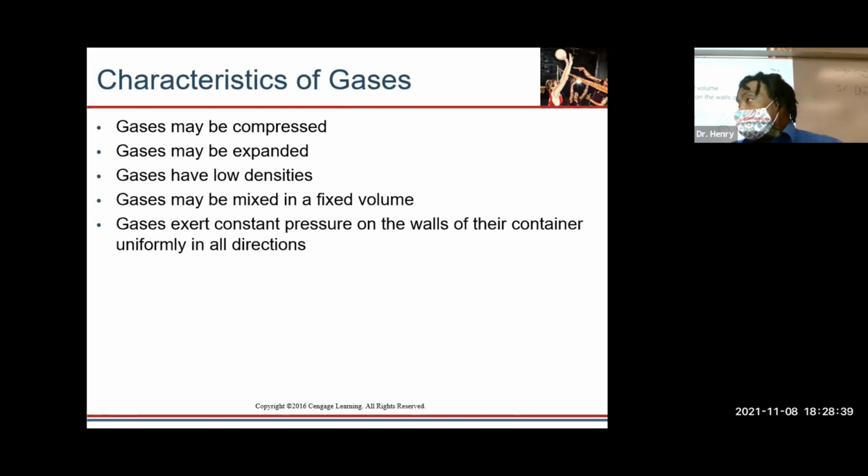Gases can be mixed in a fixed volume. So air is a good example. It's basically a mixture of gases. Gases can exert constant pressure on the walls of a container in a uniform manner. So if we put air in this bottle and keep putting it in there, it's going to be putting pressure uniformly on all of the bottle. The bottle's going to expand here, it's going to expand here, it's going to expand on the bottom, the whole part. It's not like just part of it expands in one area. It's going to be uniformly expanded. Okay.